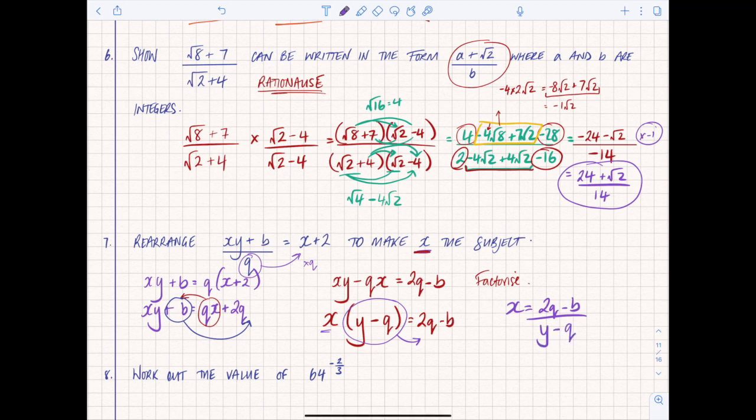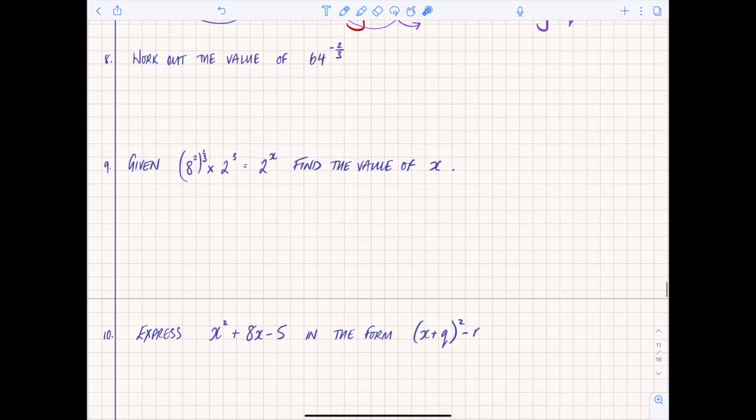Okay, so a little bit harder to do, a little bit more complicated than just normally rearranging an equation, but just remember, when there are two different values of x that can't be put together, that's when you have to go through this process and then factorise out the x. Okay, moving on to question 8, we're going to look at some laws of indices stuff here now.